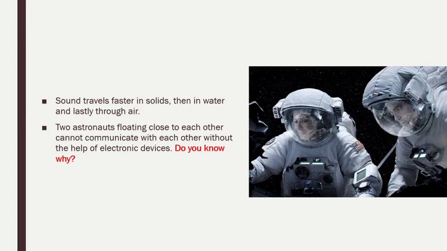One question. Two astronauts floating close to each other cannot communicate with each other without the help of an electronic device. Do you know why? An astronaut is a person who travels in space. What is the reason?